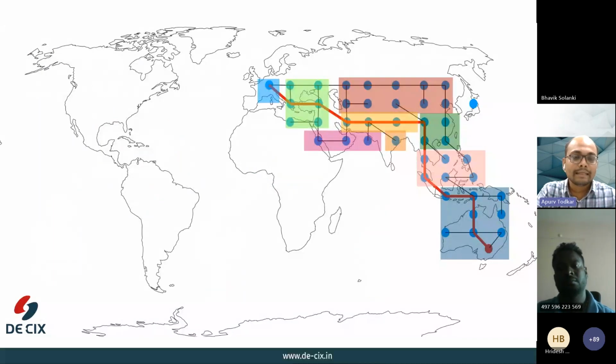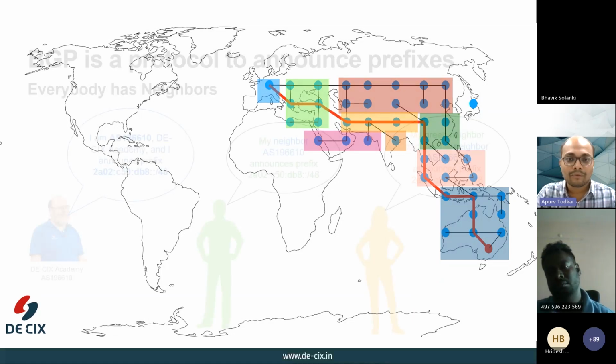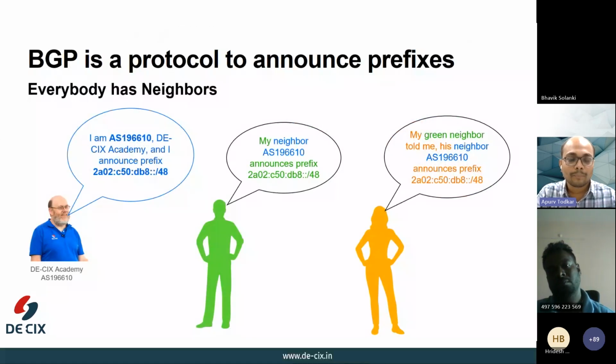So usually each router keeps track of where these announcements are coming from and who has passed them along. In this way, the neighbor in the orange in the previous diagram knows that the prefix came from the green neighbor, who got it from me only. The blue node is representing the DE-CIX Academy, and BGP ensures that every router in the network knows the origin of the prefix and the path that it took.